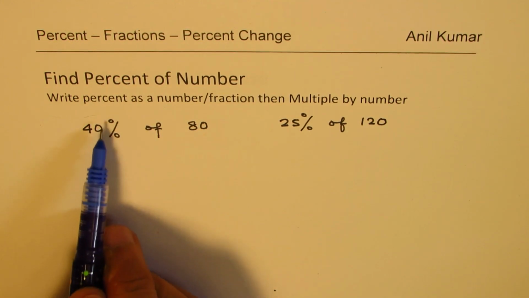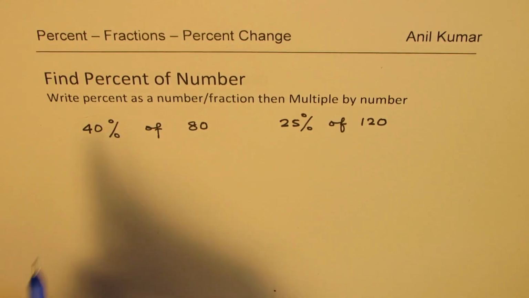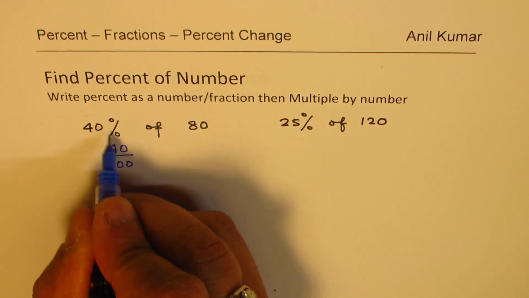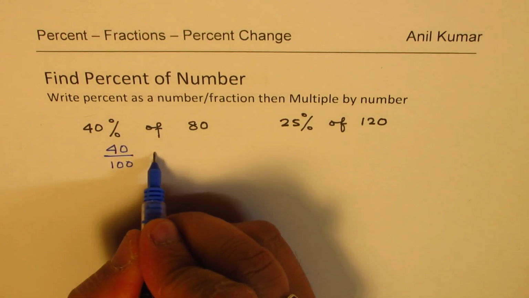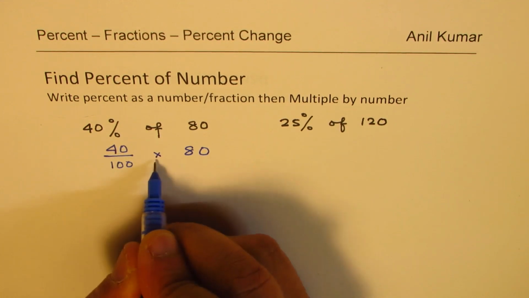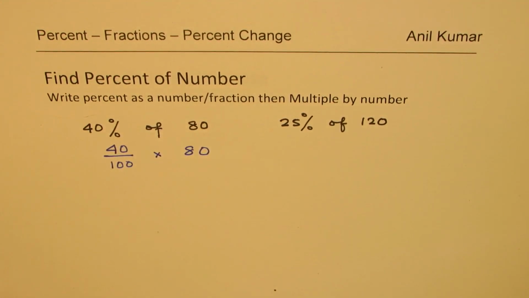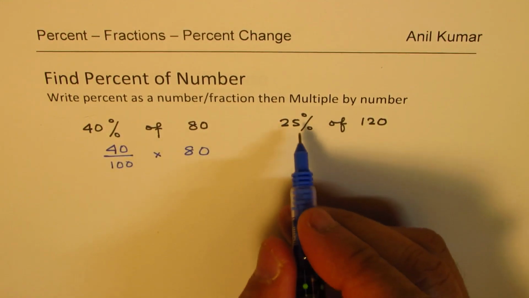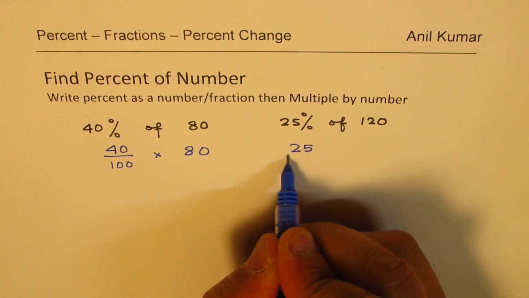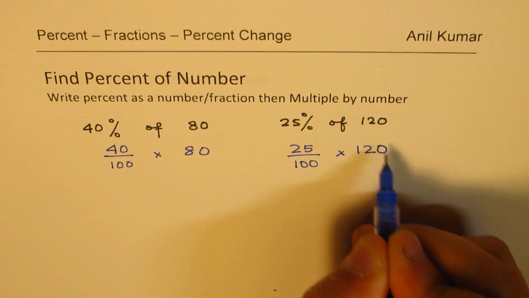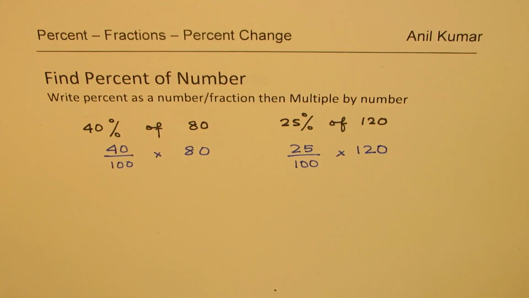When I say 40% of 80, percent, as you understand now, is 40 over 100, right? That is the meaning of 40%. Of will translate to multiplication sign and the number 80, correct? So you get this 40% of 80. So that's your mathematical language. So that is how we can treat this as a phrase. And in mathematics, we'll write this as 25% means over 100, of means times 120. Does it make sense to you? So that is so simple. That is how you find percent of a number, right?